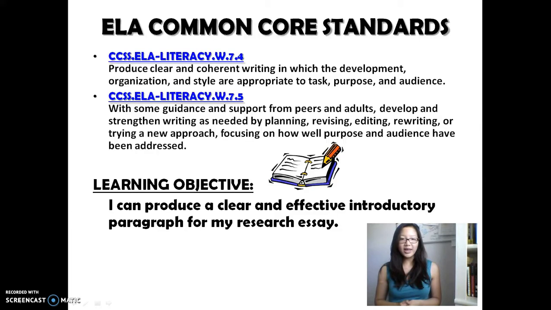Ultimately, our goal by the end of this lesson today and by the end of finishing our draft for the PBL project is to produce a clear and effective introductory paragraph as well as the other argumentative or informative paragraphs for our research essay. So let's jump right into it.